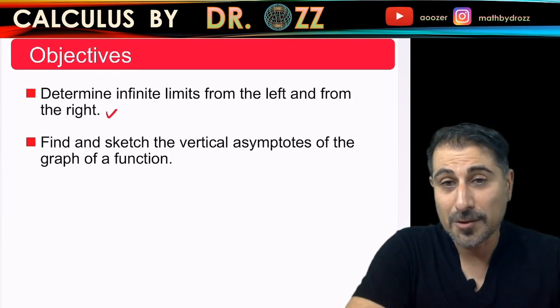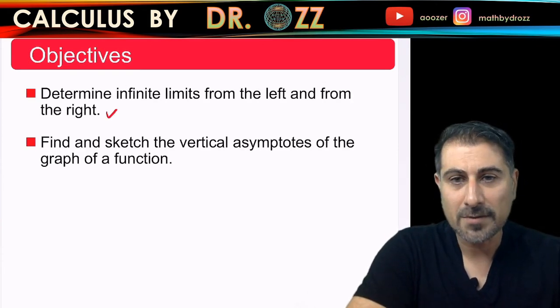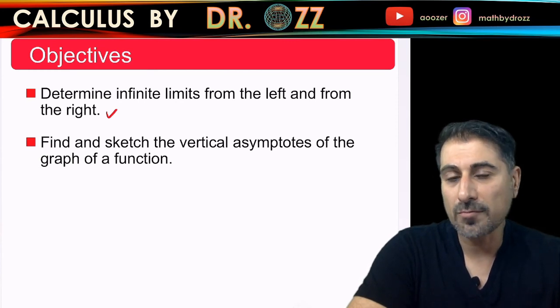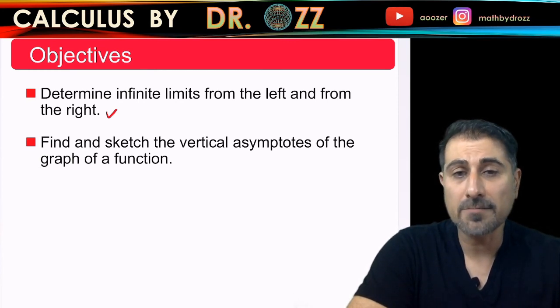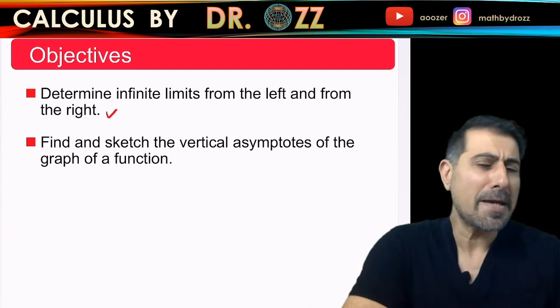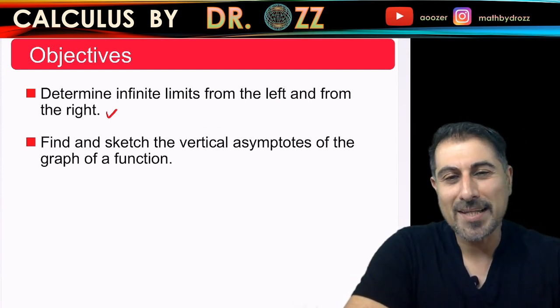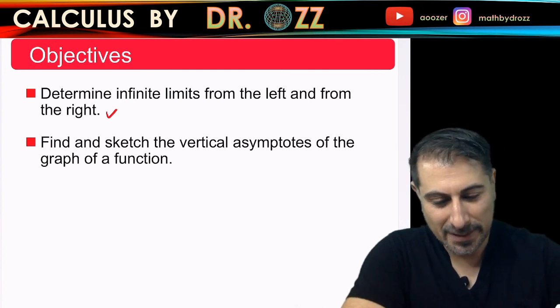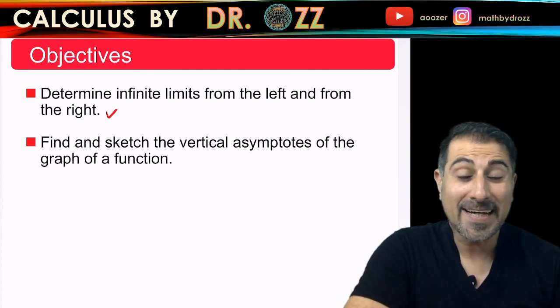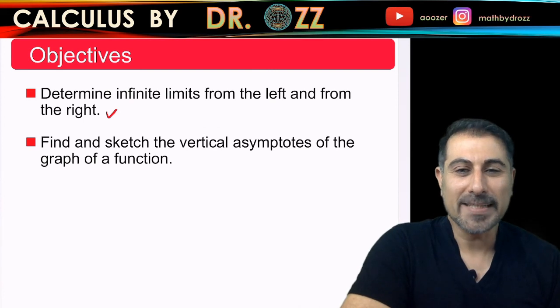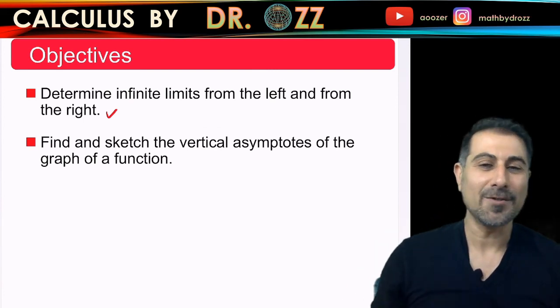In this video, we determined infinite limits from the left and from the right by looking at the table of sample values or the graphs of functions. And we also mentioned vertical asymptotes, but we didn't really define them. So in the next video, you're going to see how we find and sketch the vertical asymptotes of the graph of a function.